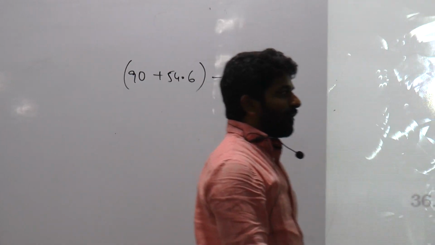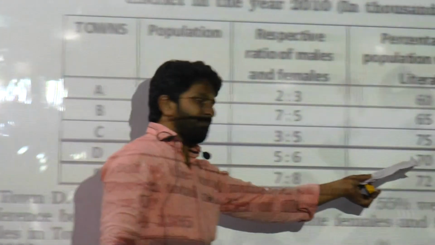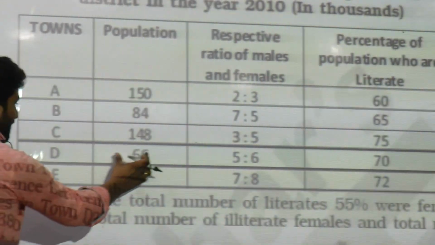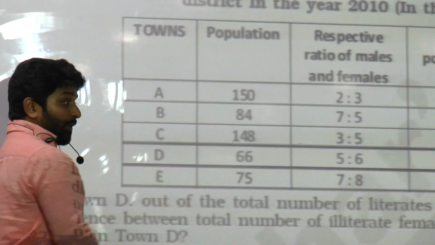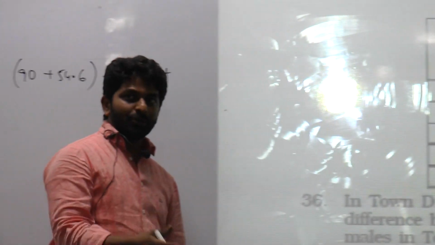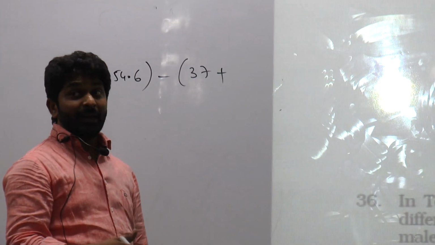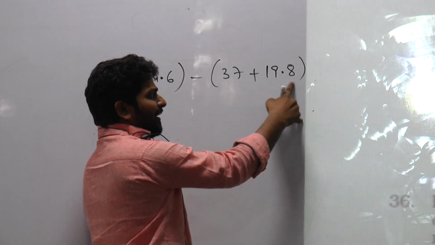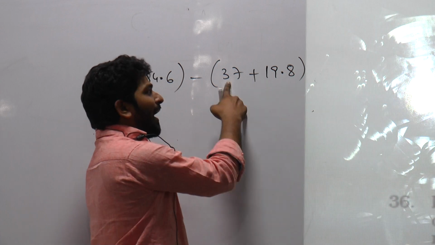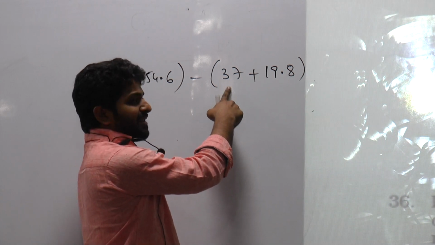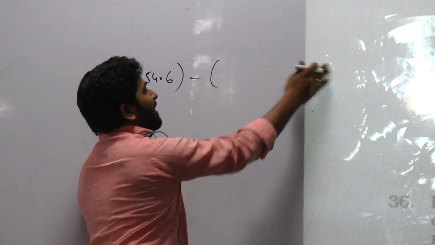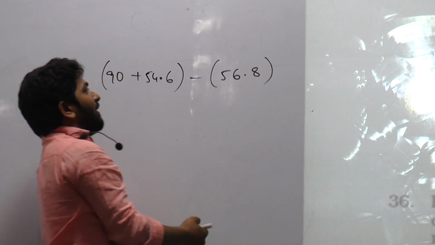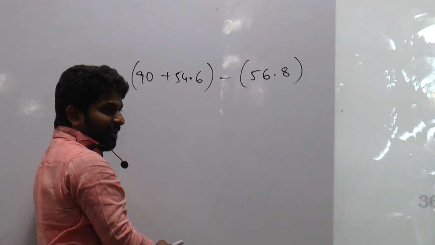Plus, from D, what percent here? 70%. If 70% are literates, 30% are illiterates. 30% of this number, 10% is 6.6. 30% in the sense into 3, that will be 19.8. So now you need to add 19.8. Let me add 20 and then subtract 0.2. Add 20 here, 57. Subtract 0.2. That will be 56.8. Now we need to subtract 56.8 here.